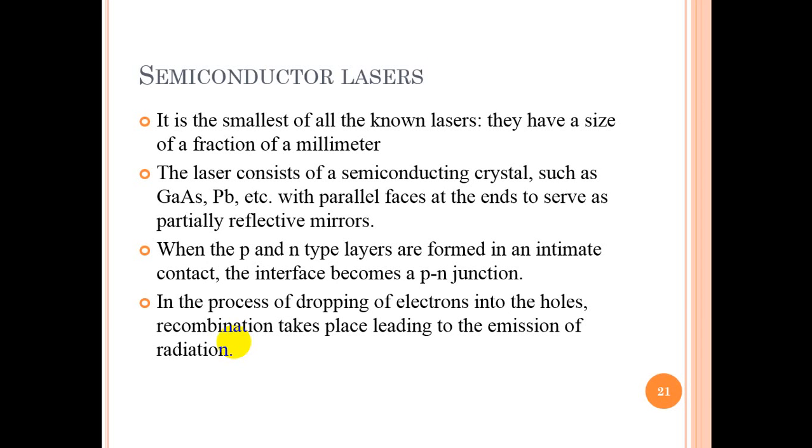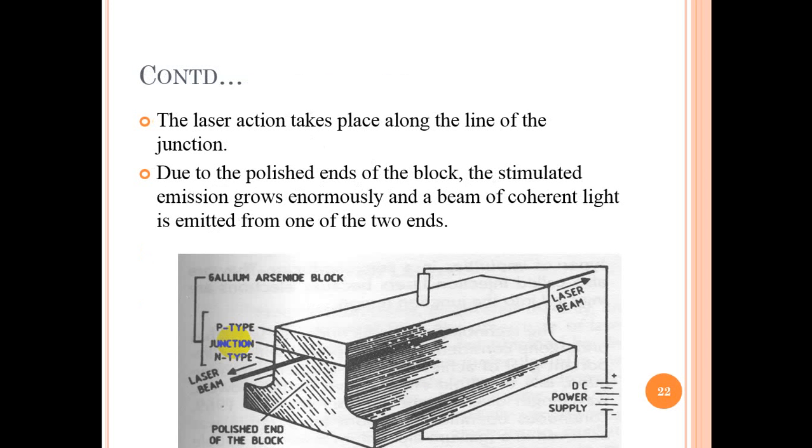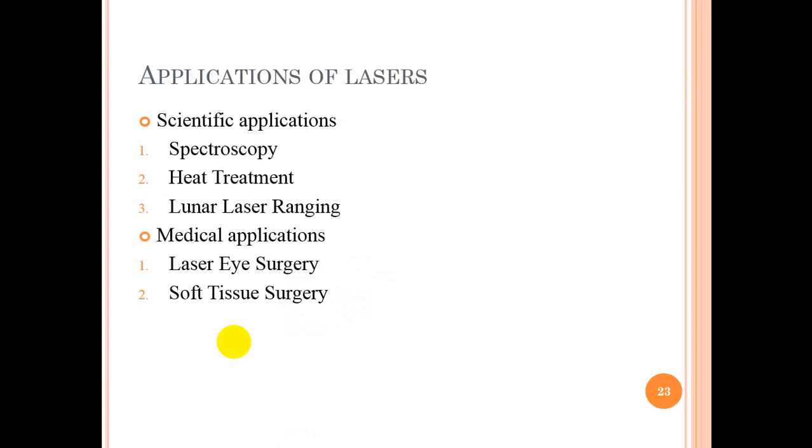When the P and N-type layers are formed in intimate contact, the interface becomes a PN junction. In the process of doping, recombination of electrons and holes takes place, leading to the emission of radiation. The laser action takes place along the line of the junction. Due to the polished ends of the block, the stimulated emission goes in normal direction and a beam of coherent light is emitted from one of the two ends.